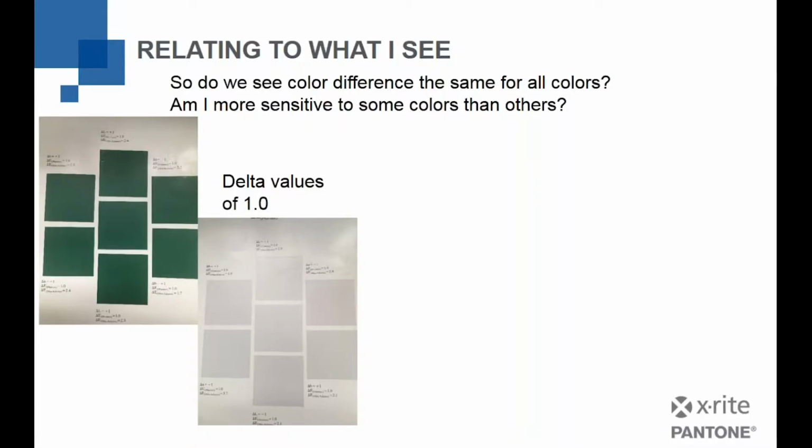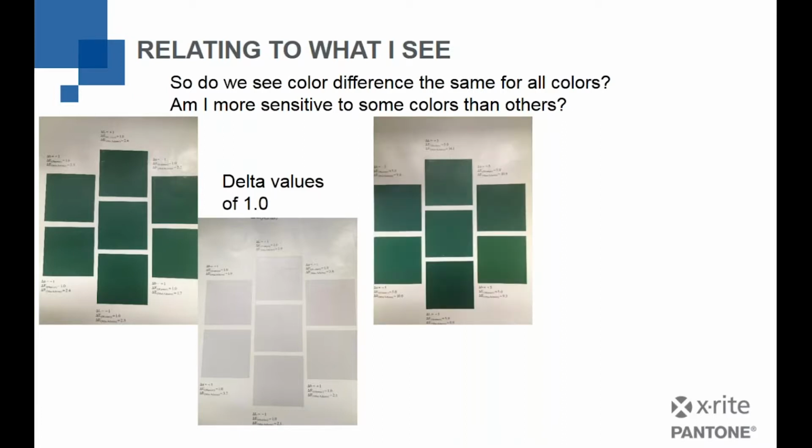Just for your information, the delta values between the center square and any one of those other squares is 1.0 units. Most people will look at that and say the greens all look pretty good. Granted, we're looking at a picture, but I can tell you from experience, having shown these pages of color to literally thousands of people, most people think the greens look pretty good. The grays look not quite as good. Maybe 1 or 2 of the grays is okay. It all depends.